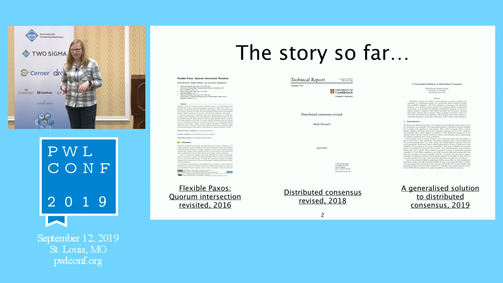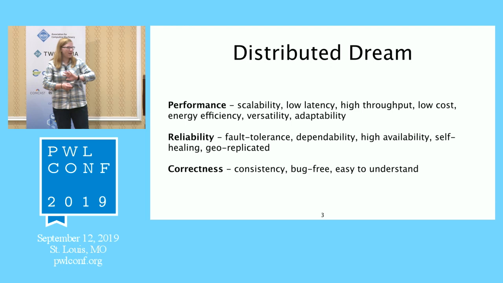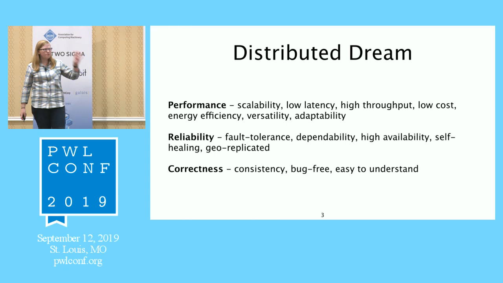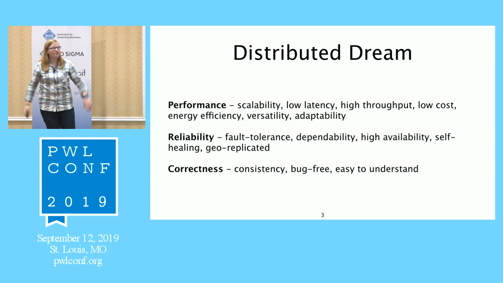So I first came across the problem of consensus when I was an undergrad, and I had this dream that I was going to build this amazing distributed system. It was going to have everything. It was going to be super high performant, low latency, high throughput, super scalable. We're going to provide strict serializability. We're going to provide linearizability, none of those weak consistency things. They don't need those. It's going to be super reliable. It's going to tolerate any kind of faults. It will be amazing. I was young and naive.